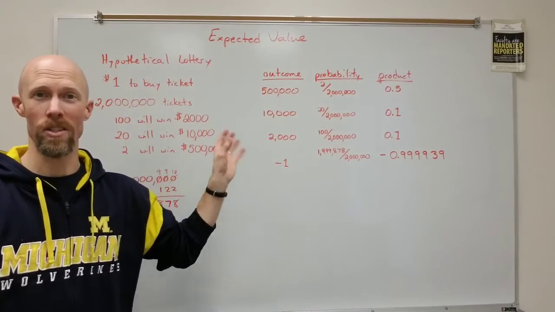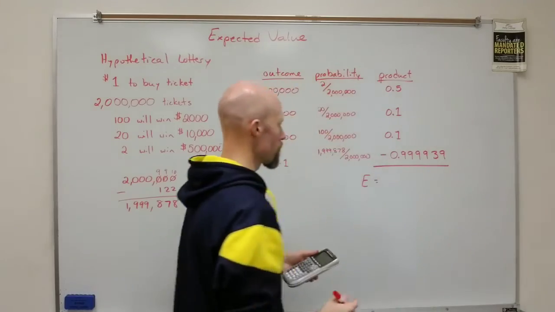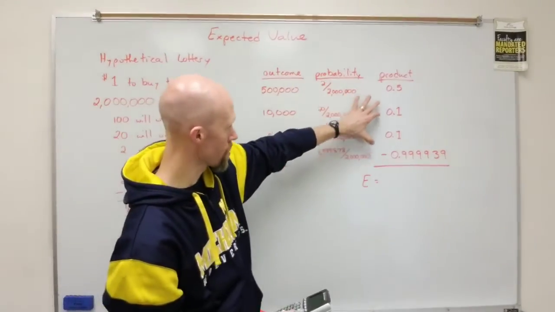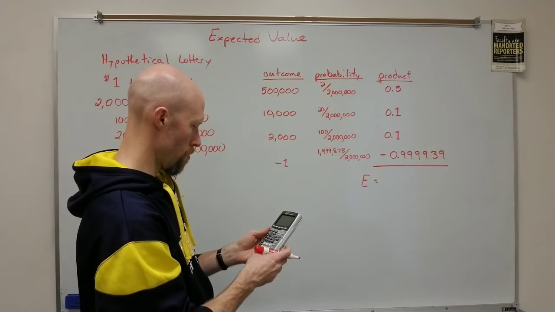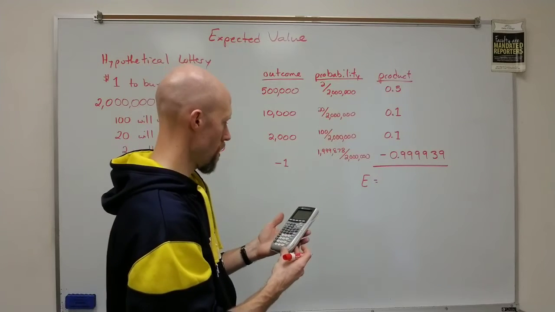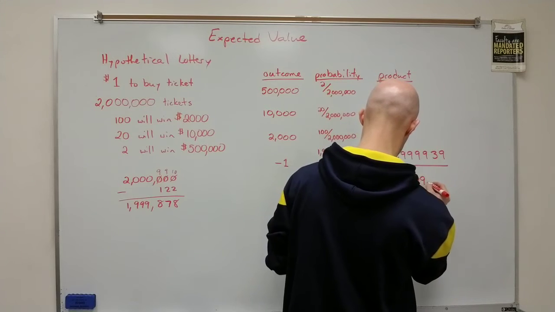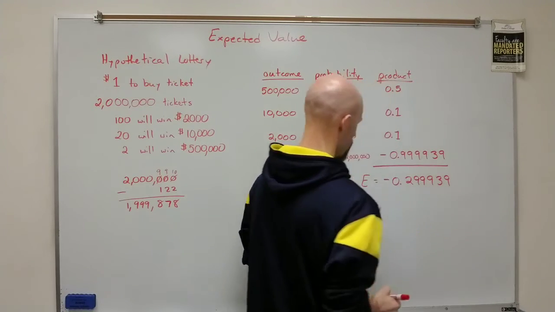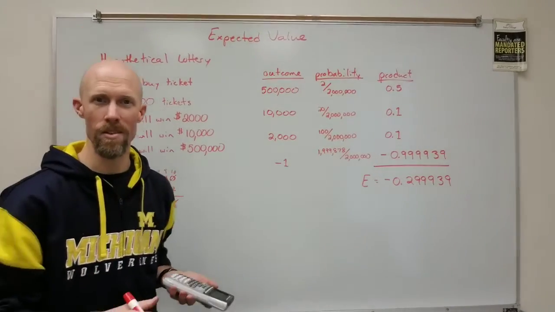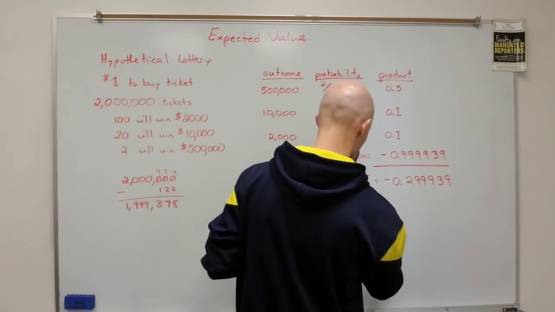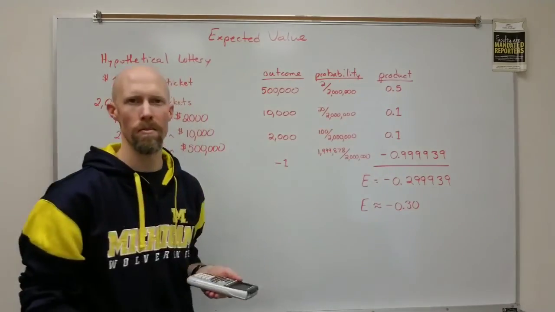So now our actual expected value, and typically we use the letter E to represent the expected value, is simply the sum of those four numbers. So I take that last number and I add 0.1, add 0.1, add 0.5. And I'm going to get negative 0.299939. All right. And so what that means is if you round that a little bit to the nearest penny, you can expect to lose 30 cents per ticket.